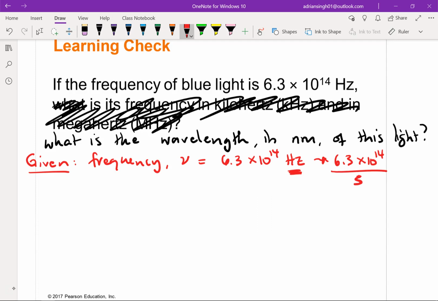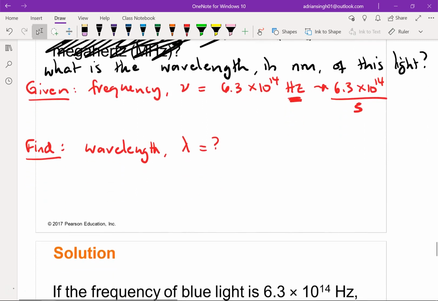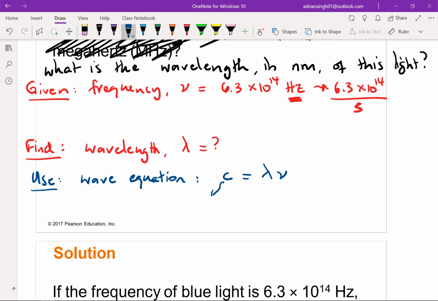All right, we're also given the, well, we're not given the wavelength. We need to find the wavelength, which is lambda. We don't know what that is. So what relationship do we know exists between frequency and wavelength? What relationship can we use? All right, so here we can use the wave equation, which is c is equal to lambda times nu. All right, and c is the speed of light, so 3.00 times 10 to the 8 meters per second. You don't have to memorize that. That'll be given to you if you need it.